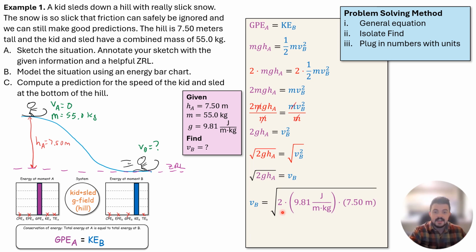V is now on the left. On the right, we have 2 times the square root of 9.81 joules per meter per kilogram times 7.50 meters. So now we're at step 3, I should point out: plug in numbers with units. That has to happen after step 2.